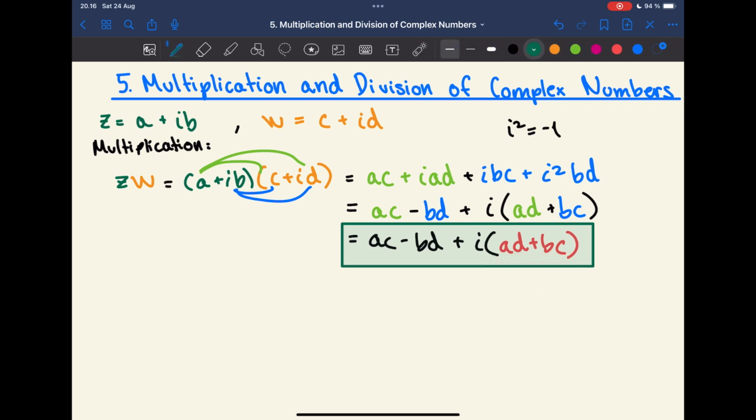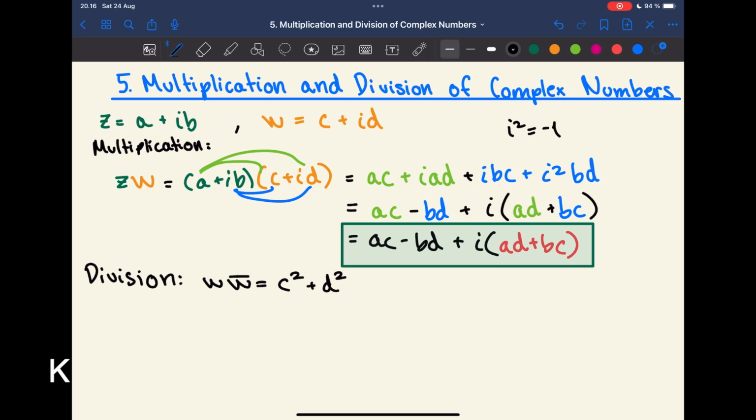Let's go ahead and look at division. This is a little more complicated, and we're going to use the result from the previous videos about how if you take w and multiply it with its own complex conjugate, then you simply get the real part squared, so that would be c squared, plus the imaginary part squared, and that is d squared. So we're going to use this result.